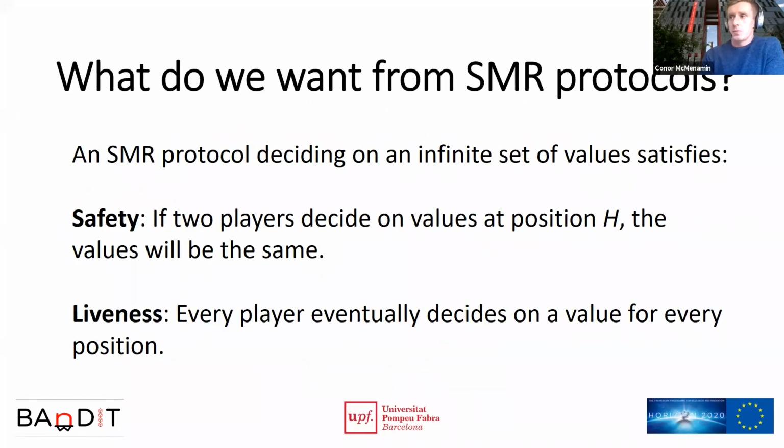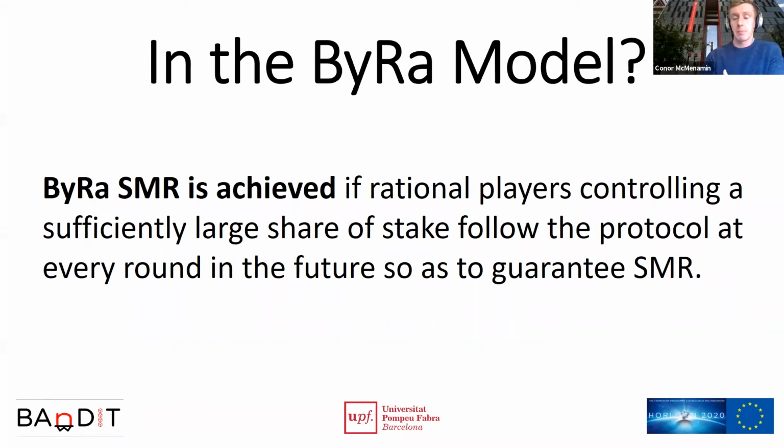Okay, so this is a slide that I included earlier on, but just to recap, what do we want from an SMR protocol? The safety property and the liveness property: that we agree on every position and the order of the positions, and that we always progress. But then when we take it to the ByRa model, this new model that we're suggesting, we require that rational players control a sufficiently large share of stake and follow the protocol in every round. So there are a few subtleties there. I guess this is related to the fairness property that I mentioned earlier on.